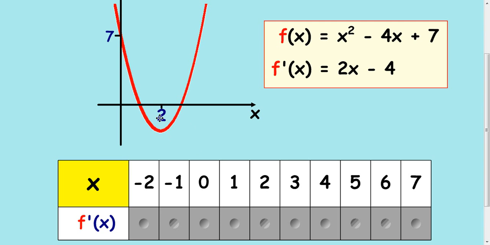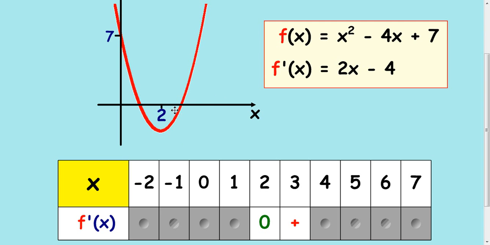For example, at 2, if we substitute 2 into the derivative, at this point here, the function isn't increasing or decreasing, it's just flat. So the gradient should actually be 0 when you substitute 2 into this. So let's try that. 2 times 2 is 4, take away 4, and that comes out as 0 in our table. Substituting in 3, so it's up here, this should come out as positive. So 2 times 3 is 6, take away 4, and that's 2, which is positive.